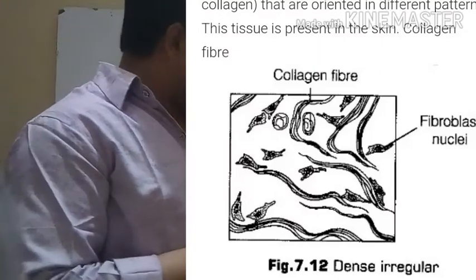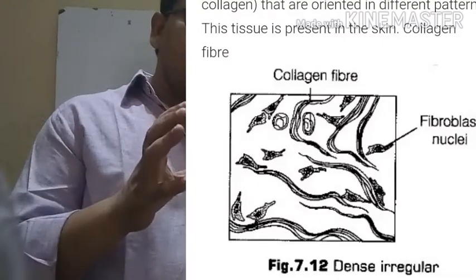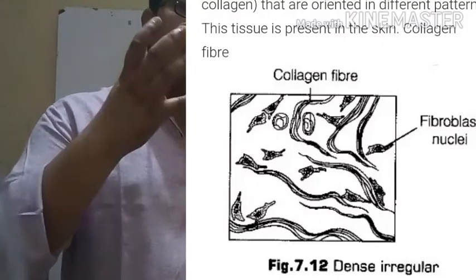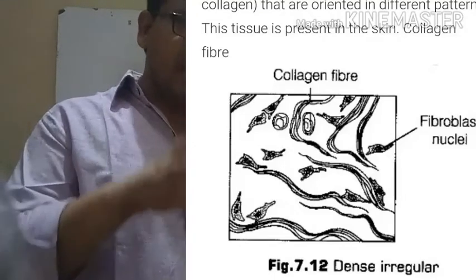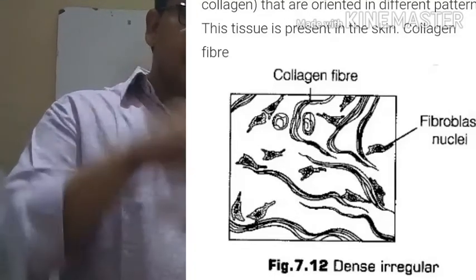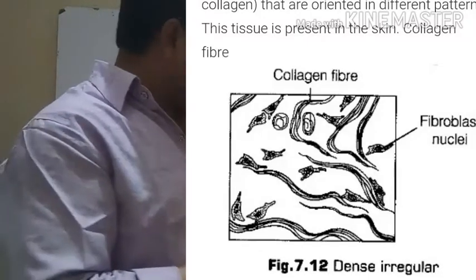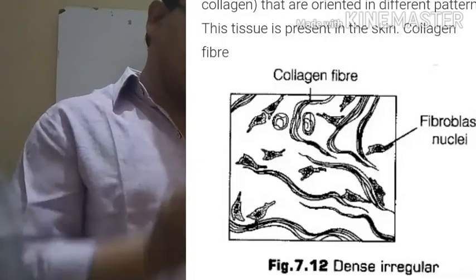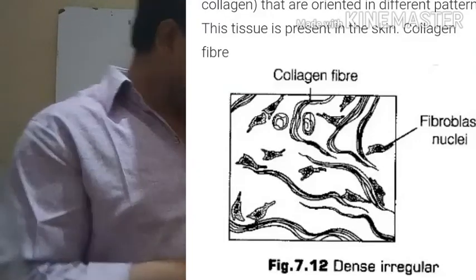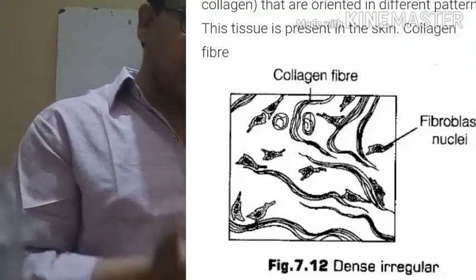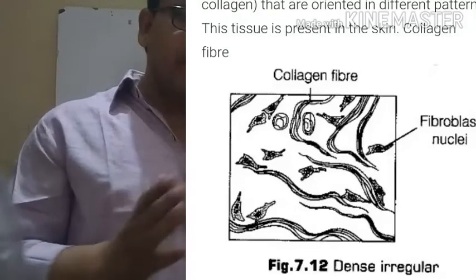Tendons join our muscles to the bones. All muscles are joined to the bone with the help of tendons. While ligaments join bone to bone.